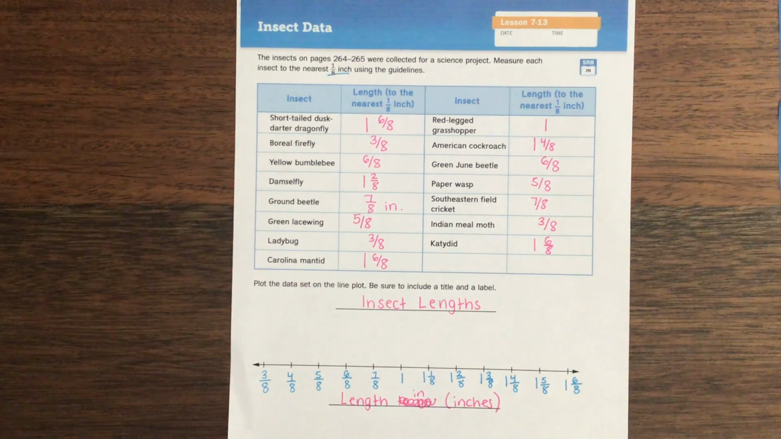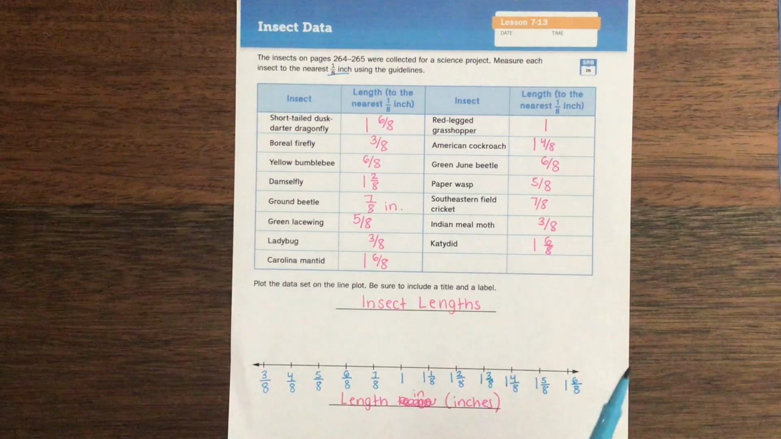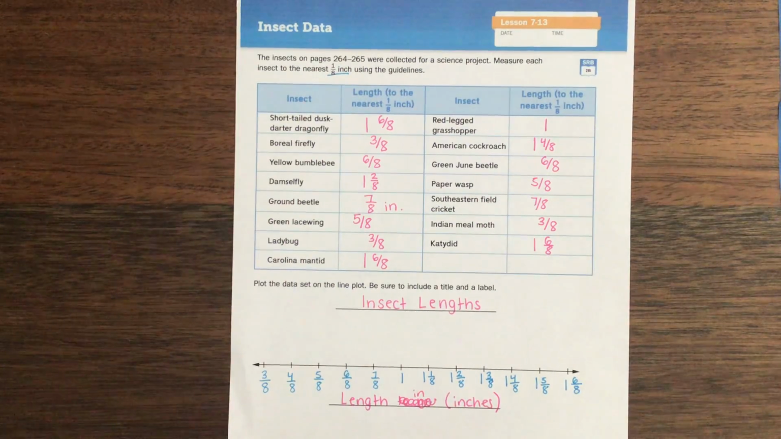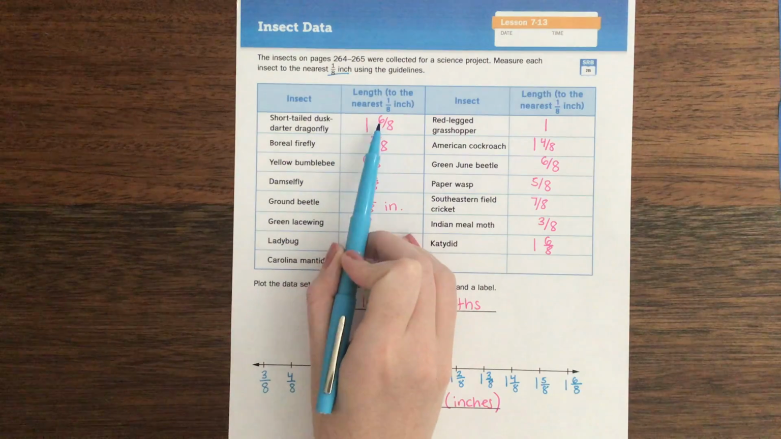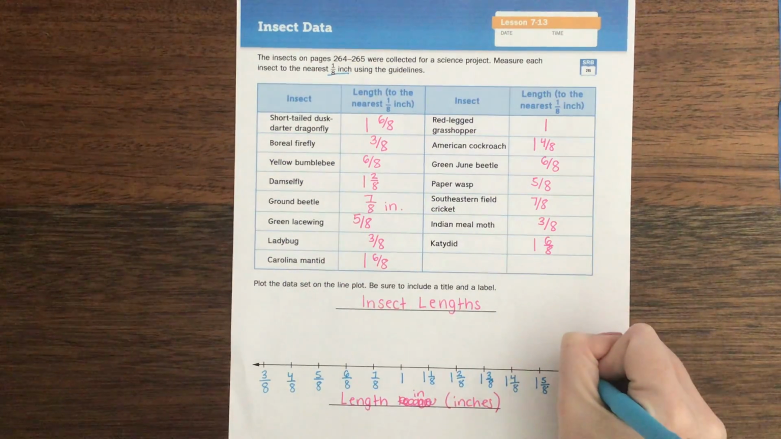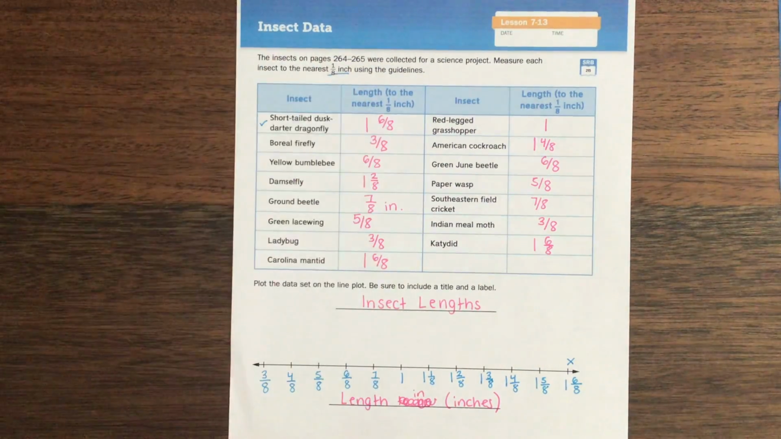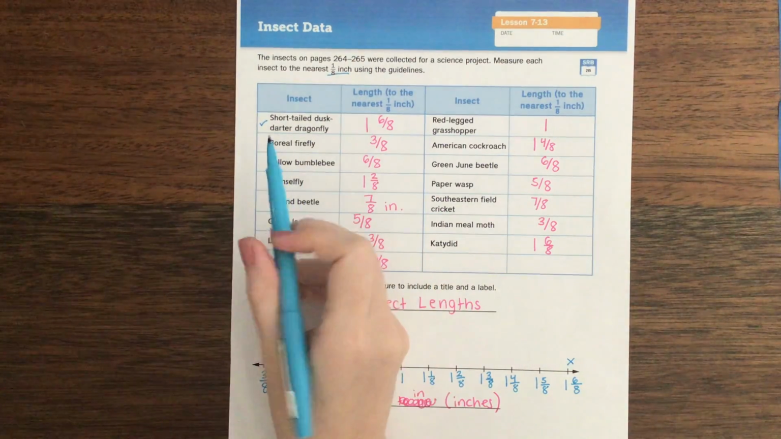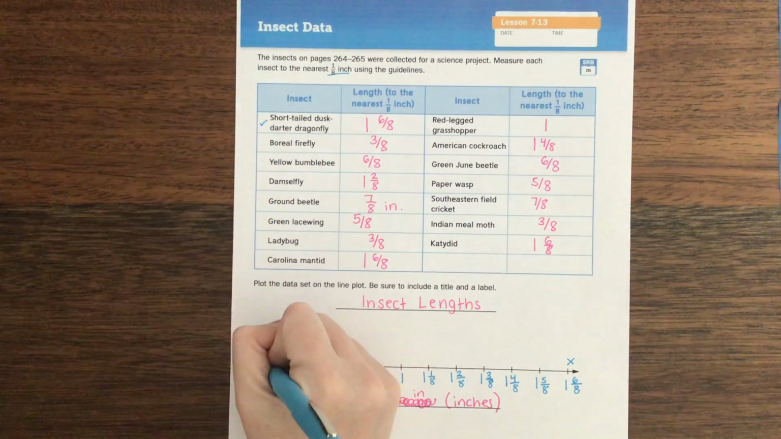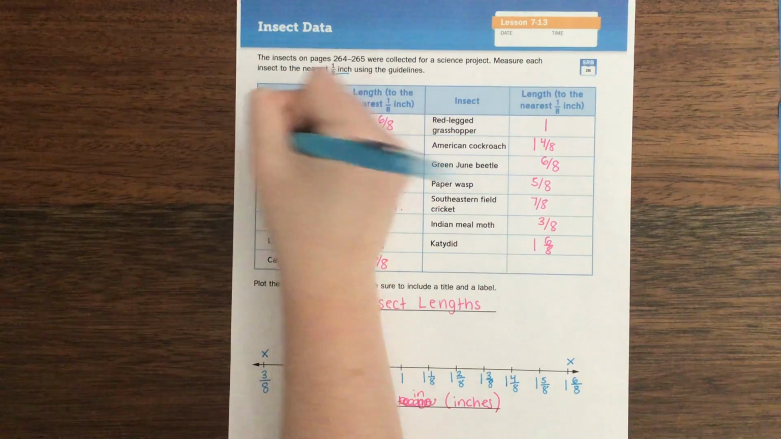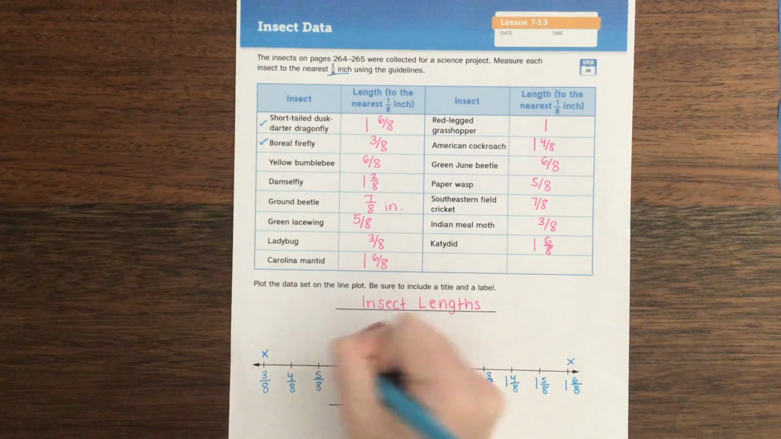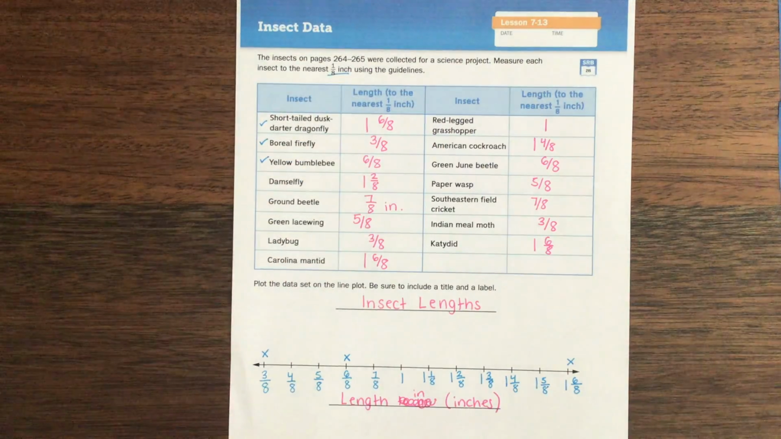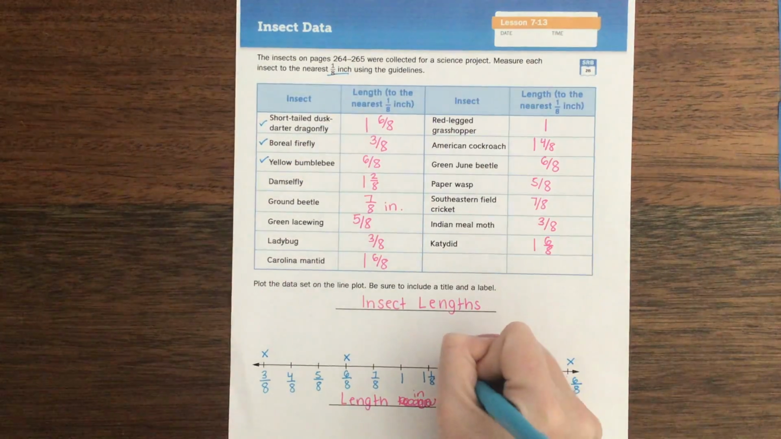I like to put check marks or cross out the insect or the value so I don't get confused and plot something more than once. So the short-tailed dusk darter dragonfly is 1 and 6/8 of an inch. So I'm going to put an X here, and I'm going to put a check mark here to show that I already plotted that one. The boreal firefly is 3/8, so I'm going to put an X here and a check. Yellow bumblebee is 6/8, X here, check. Damselfly is 1 and 2/8.